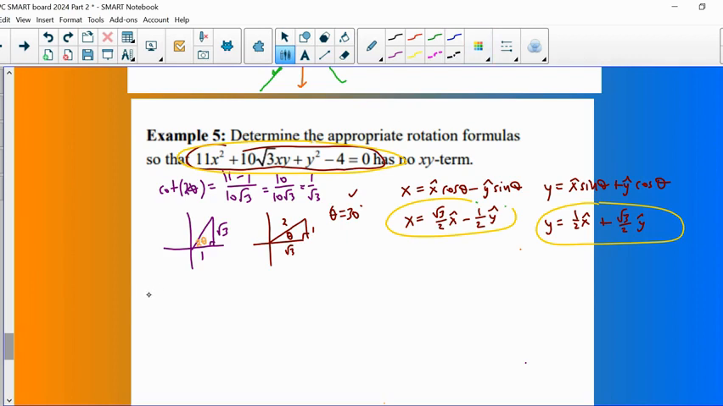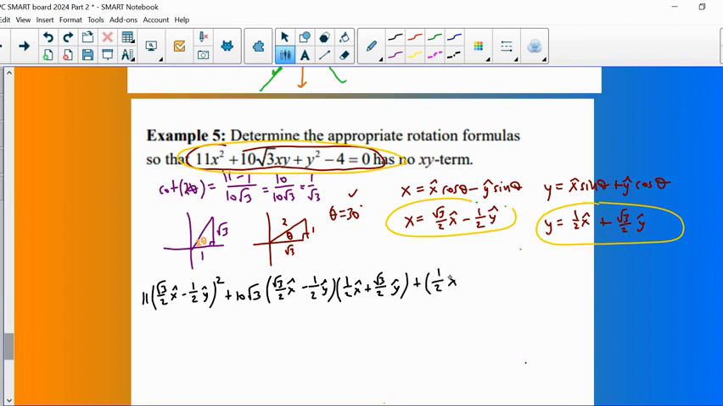Let's go here. So 11 and then x squared. So that's root 3 over 2 x hat minus 1/2 y hat, quantity squared, and then plus 10 root 3. Now, anytime you've got a root 3, you should be suspicious, like, 30, 60, 90 triangle, right, which we know. Root 3 over 2 x hat minus 1/2 y hat times the y, which would be 1/2 x hat plus root 3 over 2 y hat. And then plus y squared. So 1/2 x hat plus root 3 over 2 y hat, quantity squared, minus 4 is equal to 0.